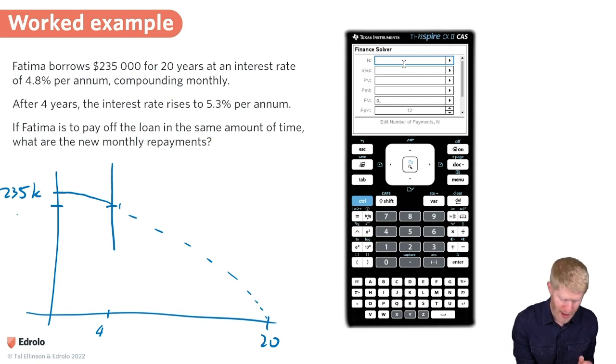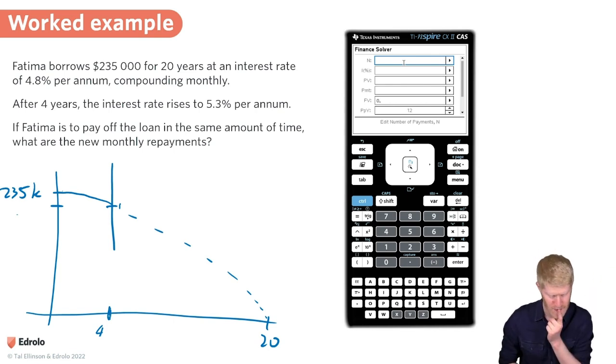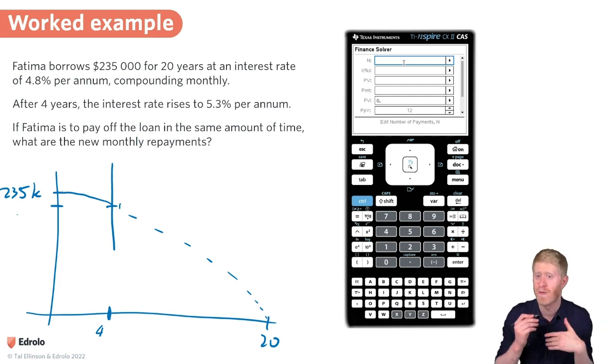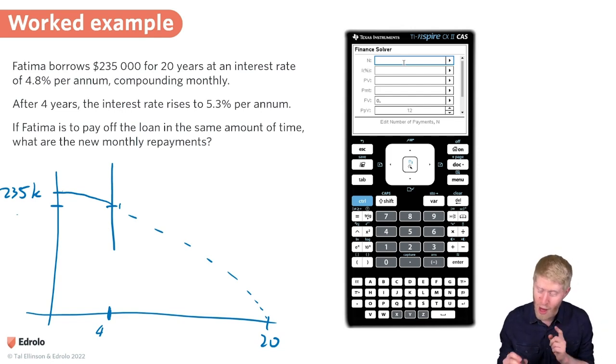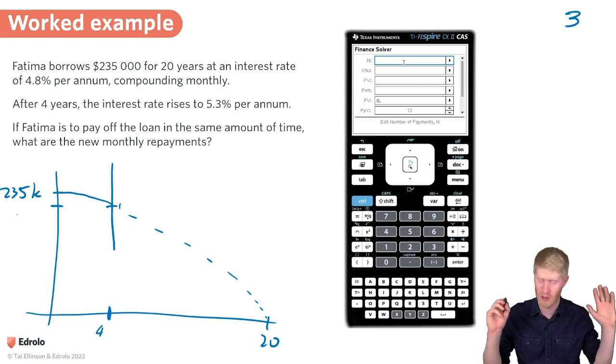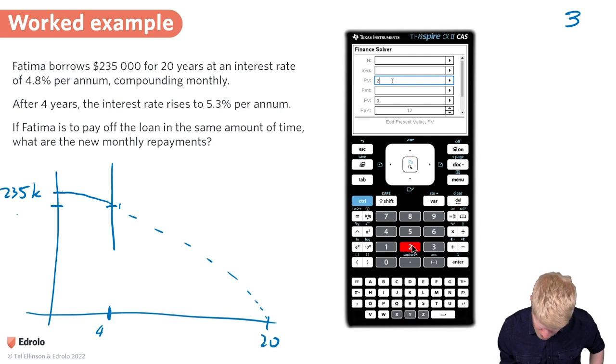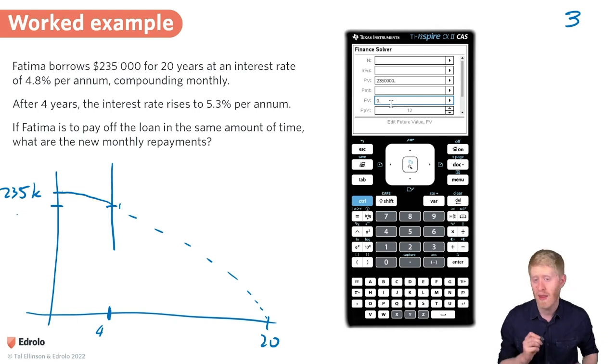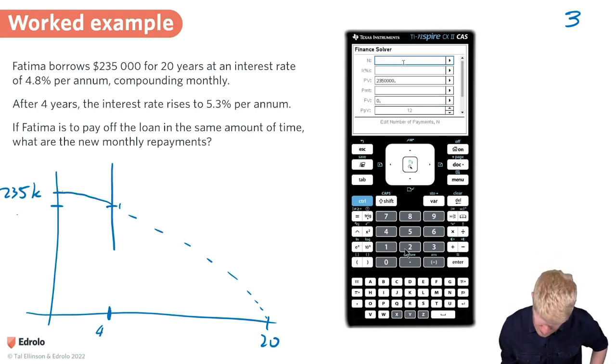I need to know how much Fatima owes at the beginning of this new period, from year 4 to year 20. I don't know her payments. I don't know her value there. So we might have to do a few stages here. In fact, this problem is going to require 3 finance solvers. So let's first understand the initial conditions of the loan. Fatima starts with $235,000. And under the original plan, it was going to drop to 0 in 20 years, 20 times 12. And the interest rate was 4.8%.